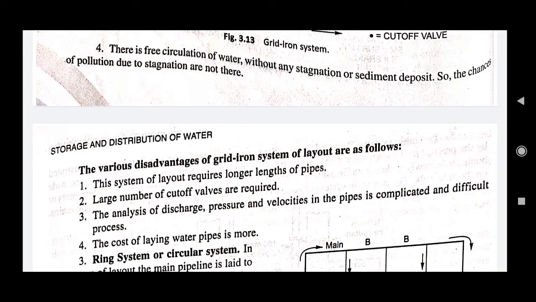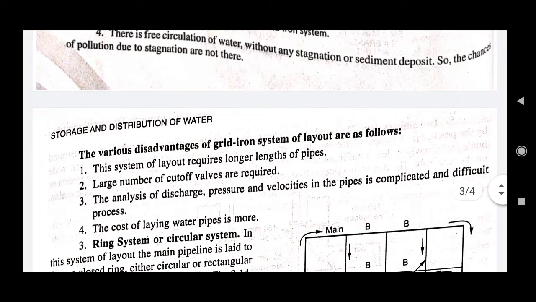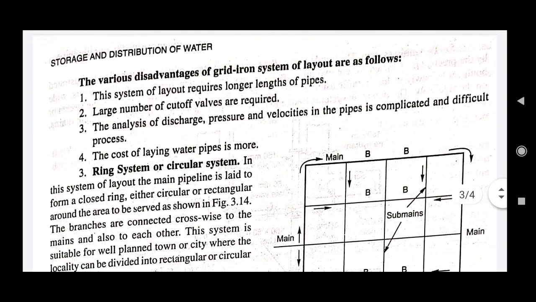Due to all the pipelines being interconnected, the layout requires a longer length of pipes. A large number of cutoff valves are also required, and since there are interconnections, the analysis of discharge, pressure and velocity in the pipe becomes a complicated process. And also, since the number of pipelines and the diameter is larger, the cost of laying the water pipeline is more, right? This leads us to a new system, which is our ring system or circular system.